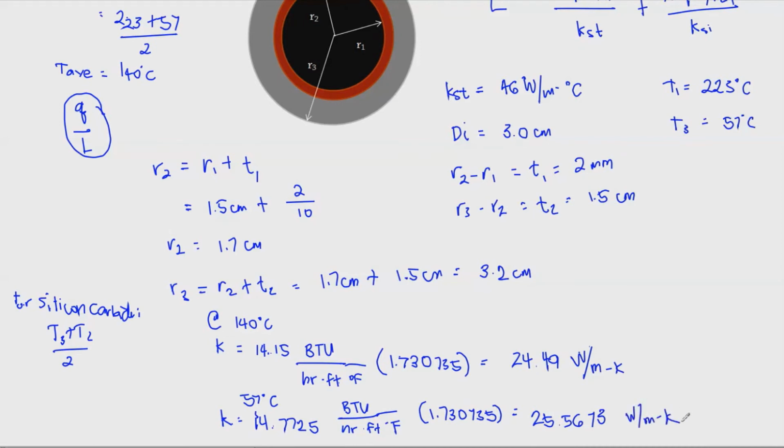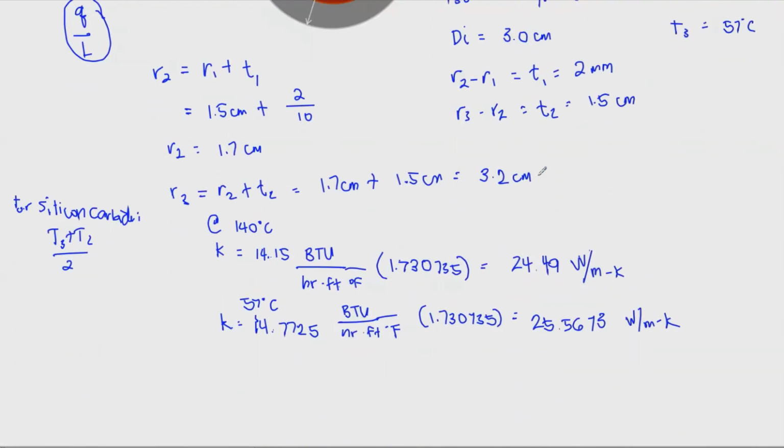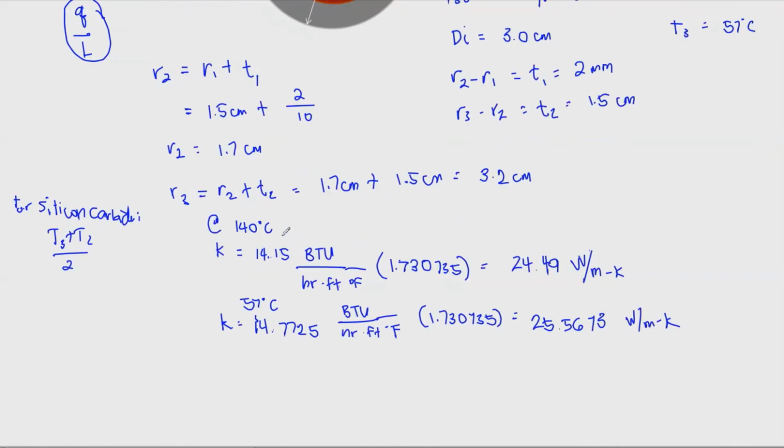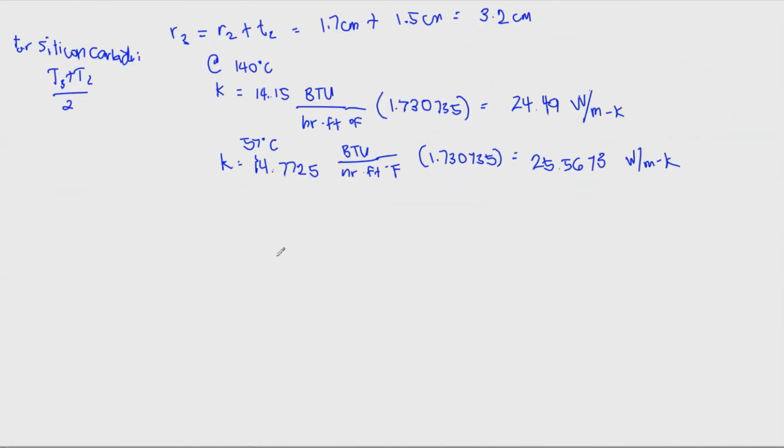So now we can simply plug in the values into our equations here, and let's try solving for 140 and 57, so we might have an idea of what should have been the better choice between these two thermal conductivities. So we have Q. Let's try having some different color.